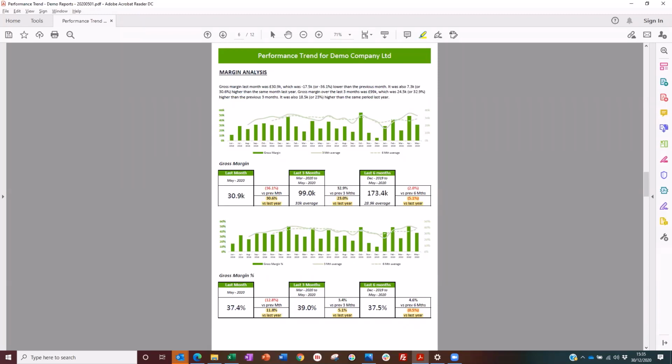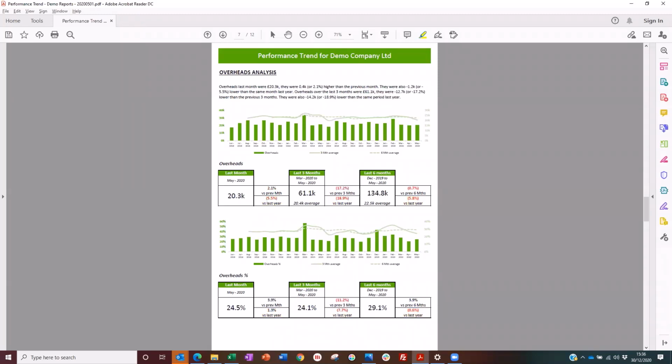in the previous year. This is followed by the overheads analysis page with a comment on performance, overhead expenditure, and overhead expenditure as a proportion of revenue displayed in exactly the same way.